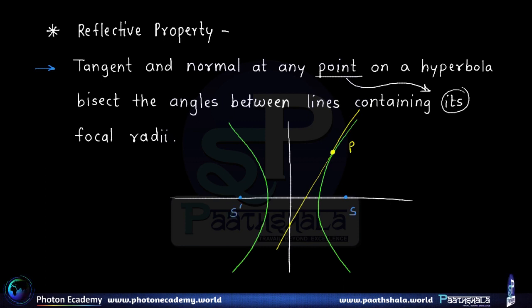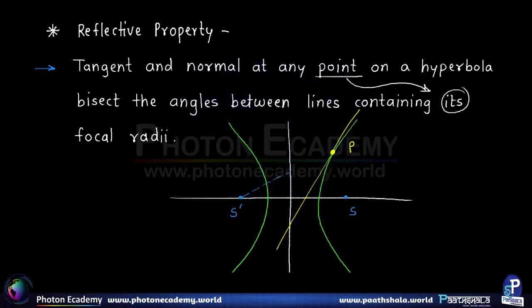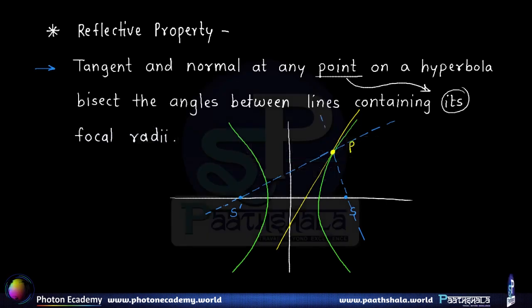Now let us join the foci with that point. That gives us the line containing the focal radius S dash P. Similarly, we can join P with S also, and of course extend it. That will give us another line that contains the focal radius SP. Now at the point P, let us also draw the normal, that is a line which is perpendicular to the tangent that we have already drawn.